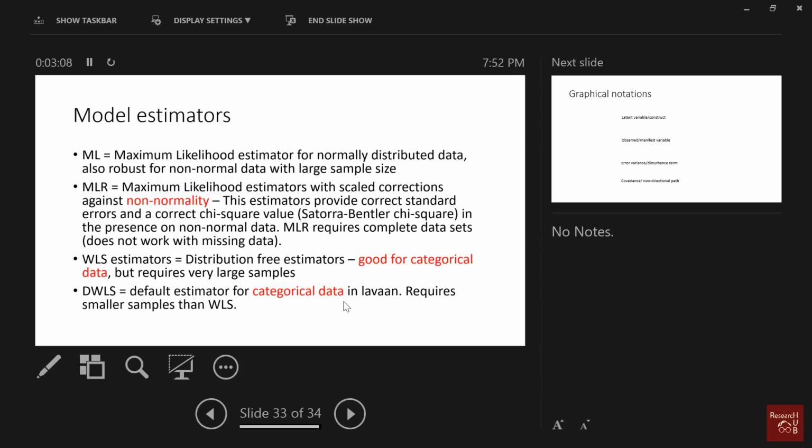So normally when we have reflective constructs in our data, then we use the PLS consistent algorithm. Studies have shown that PLS consistent is better, provides better estimation when we have reflective constructs.